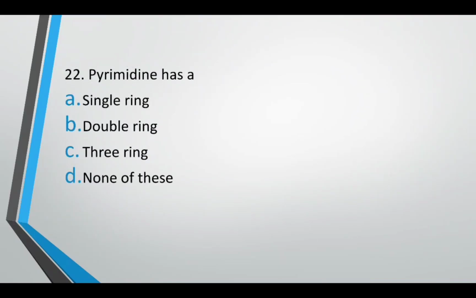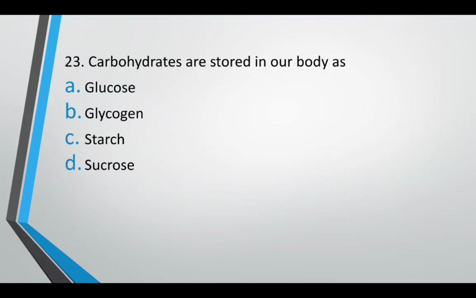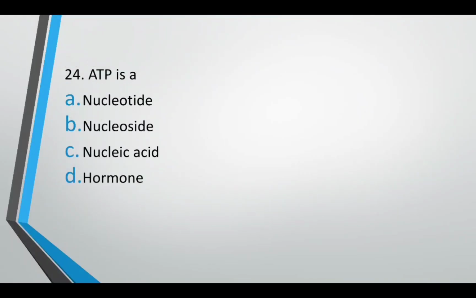Pyrimidine has a single ring, double ring, three ring, none of these. The correct answer is option A, it has a single ring. Carbohydrates are stored in our body as glucose, glycogen, starch, sucrose. The correct answer is option B, it is stored as glycogen. ATP is a nucleotide, nucleoside, nucleic acid, hormone. Correct answer is option A, nucleotide.